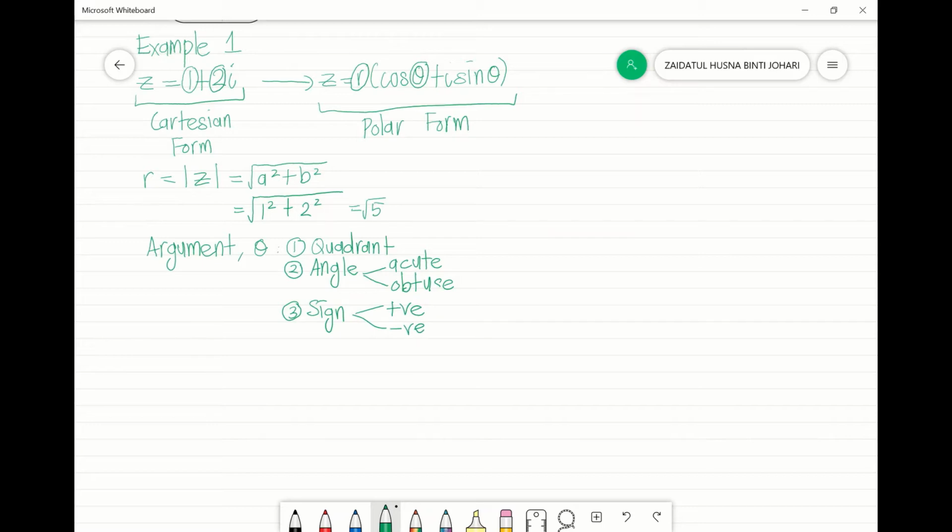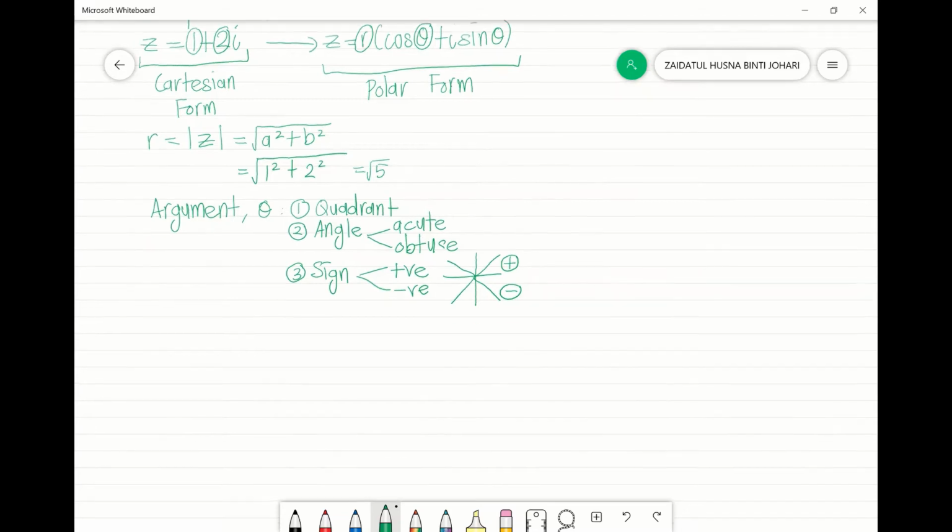If it's located in the first and second quadrants, your angles are going to be positive. If the complex number is located in the third or fourth quadrants, the angle is going to be negative. So that's the tip. You have to follow these three steps.